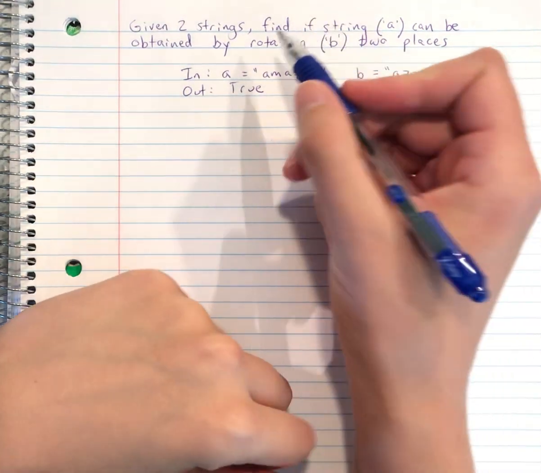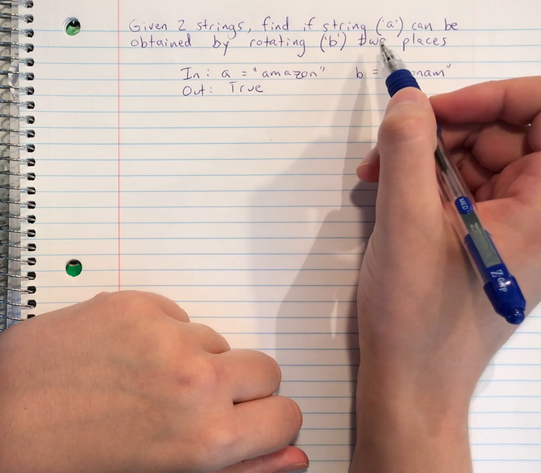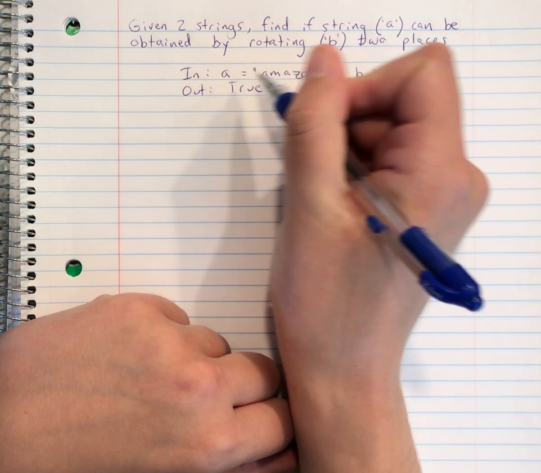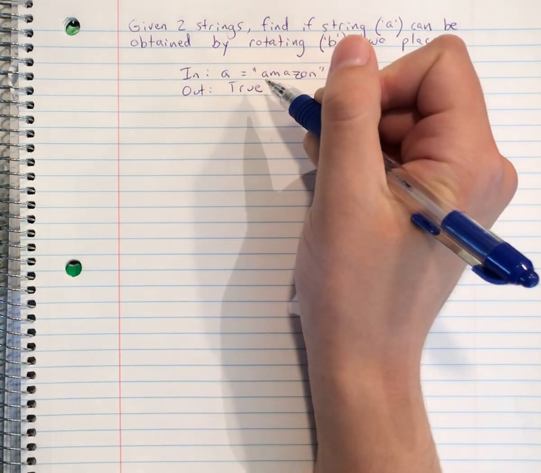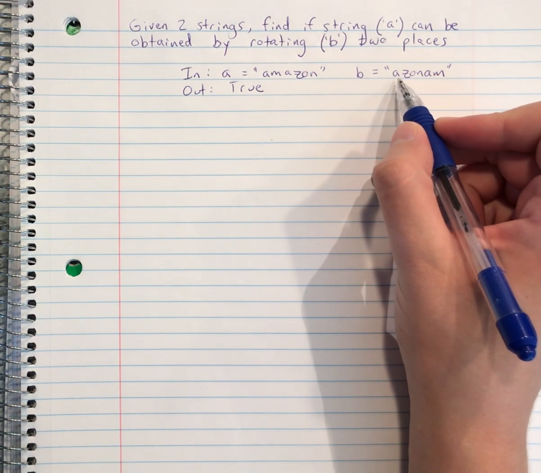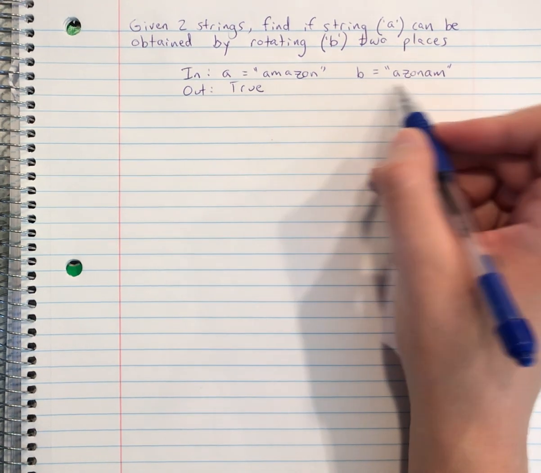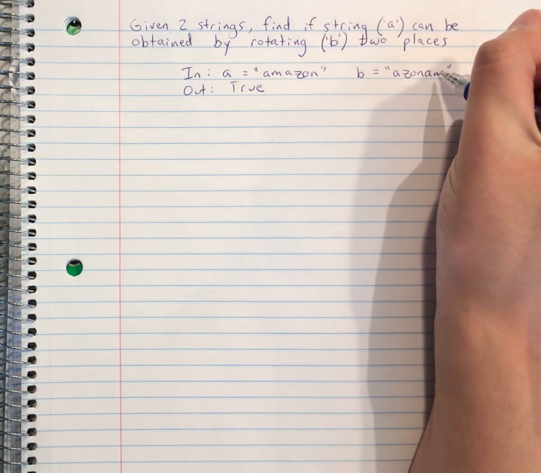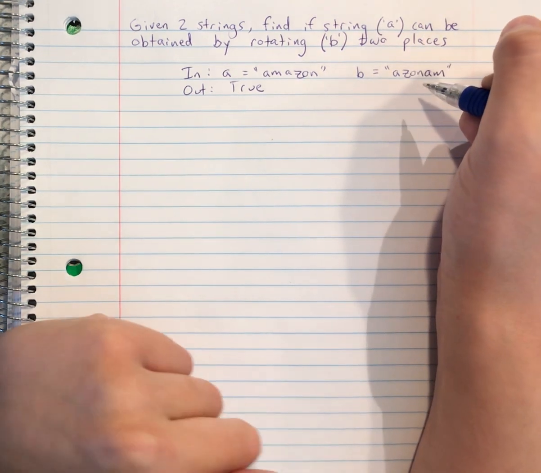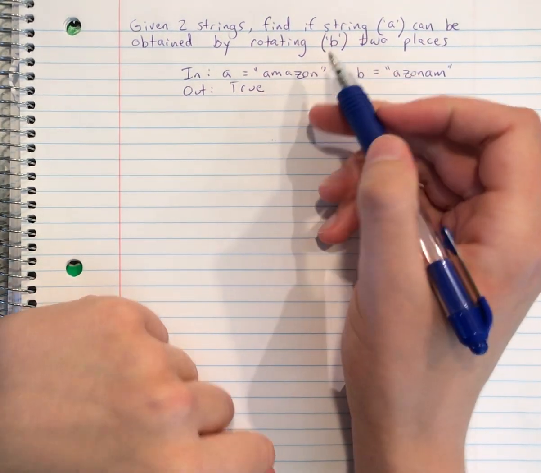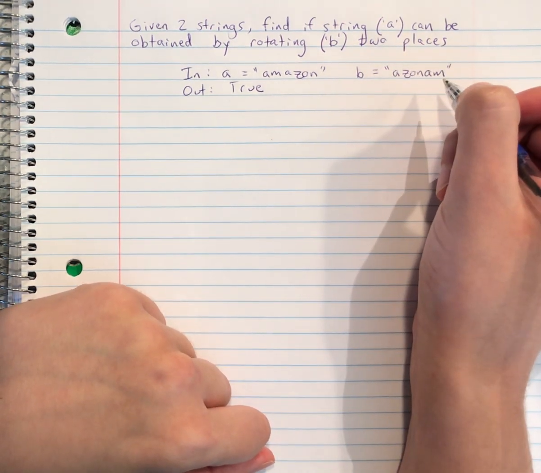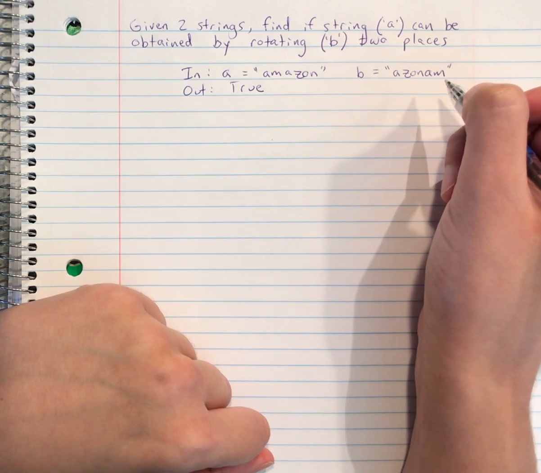In this problem, we are given two strings and told to find if string A can be obtained by rotating string B by two places. So, for example, an input we'd have is string A, and we can rotate string B by two places to obtain A. So, for instance, you move the M to the front and then the A to the front. Likewise, you want to know if you could rotate it in the other direction. You have to consider both clockwise and anti-clockwise.